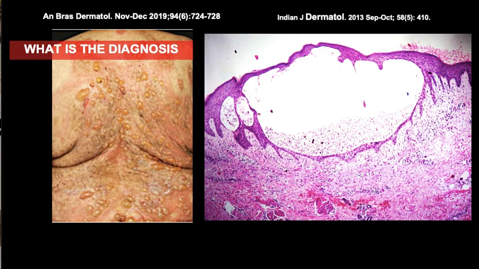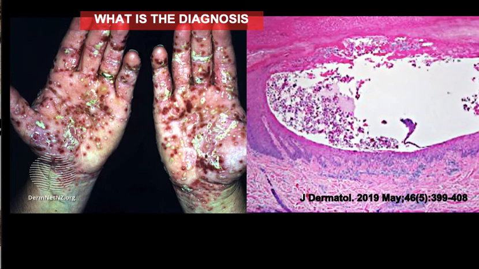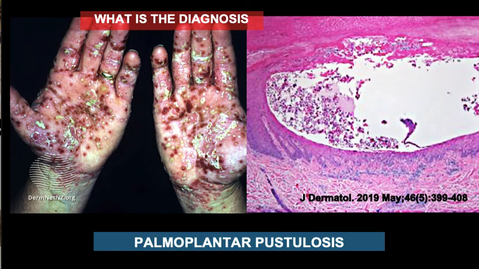So we start the first example. Here we see blisters on the trunk of this patient, and when you do a biopsy, you see the bullae is intraepidermal, and when you go on high power, you see a lot of eosinophils. So this is an example of spongiotic blistering diseases. The second example, we have blister formation on the palms, and when you do the biopsy, again, you see the blister formation intraepidermal. So this is a palmoplantar pustulosis.